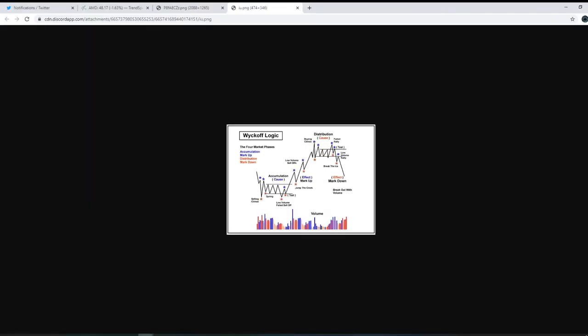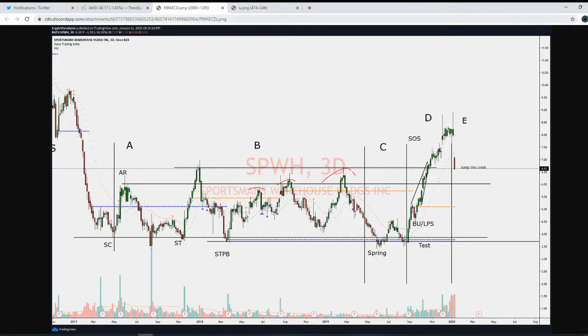Let's open it up. A little small for the viewers, but I could see it. You can right click on it and click view image. Okay, Jump the Creek is right over there. That's a perfect entrance, and Wyckoff works a lot better in Legacy, so let's go.